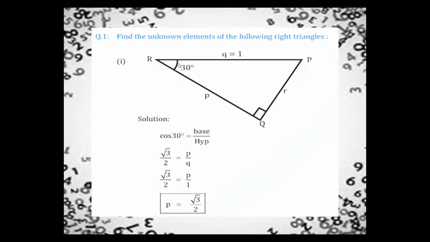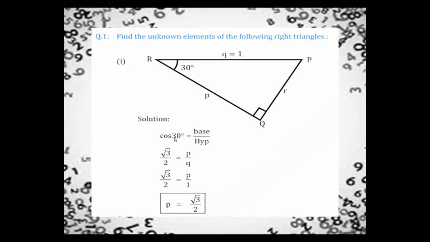So here, the angle between the base and hypotenuse is given. This is the perpendicular, so this will become the base and this will become the hypotenuse, because this is opposite to the perpendicular side. So cos theta is equal to base upon hypotenuse. Here the theta angle is given, q is given.